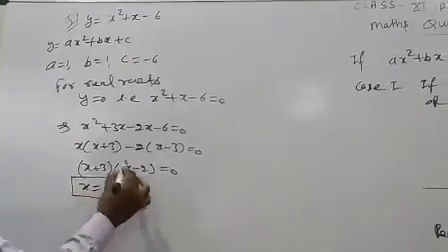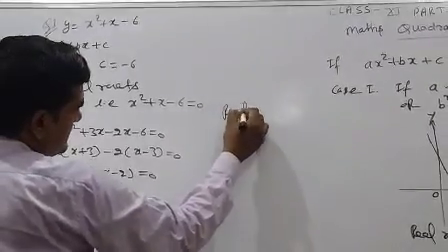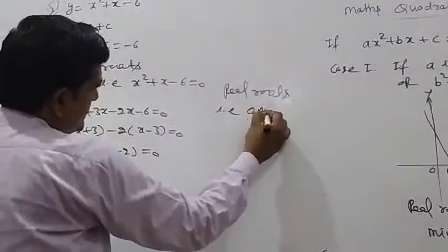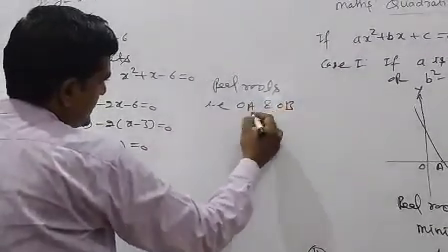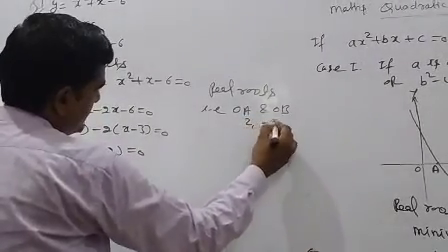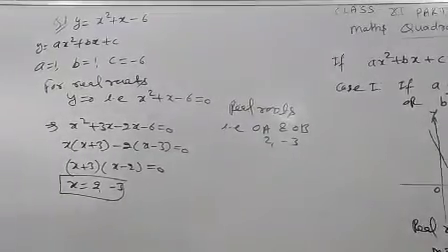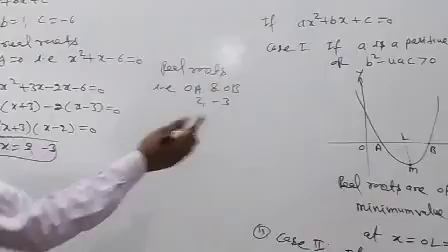Now these are the roots. Real roots, that is OA and OB, are 2 and minus 3. One is plus 2, the other is minus 3. After that, what do we have to find? The minimum value, that is LM.